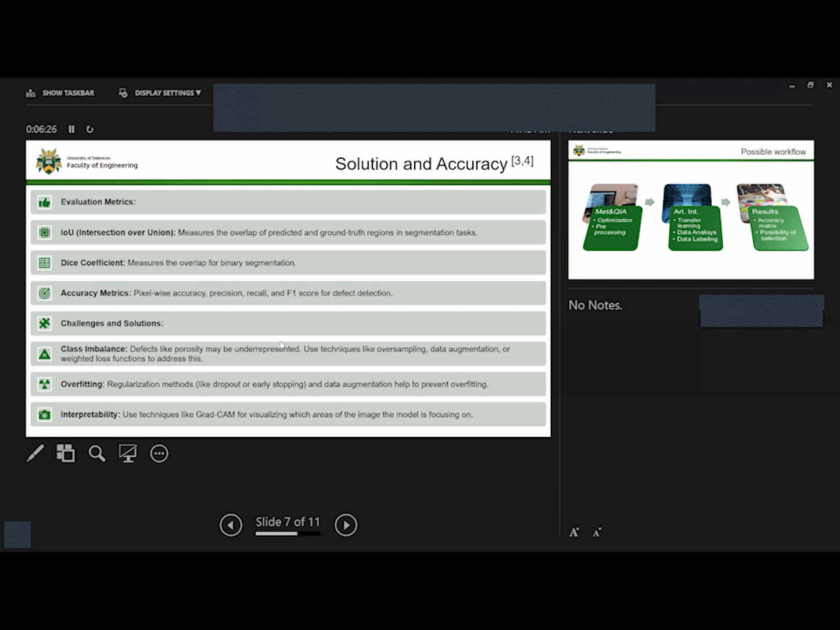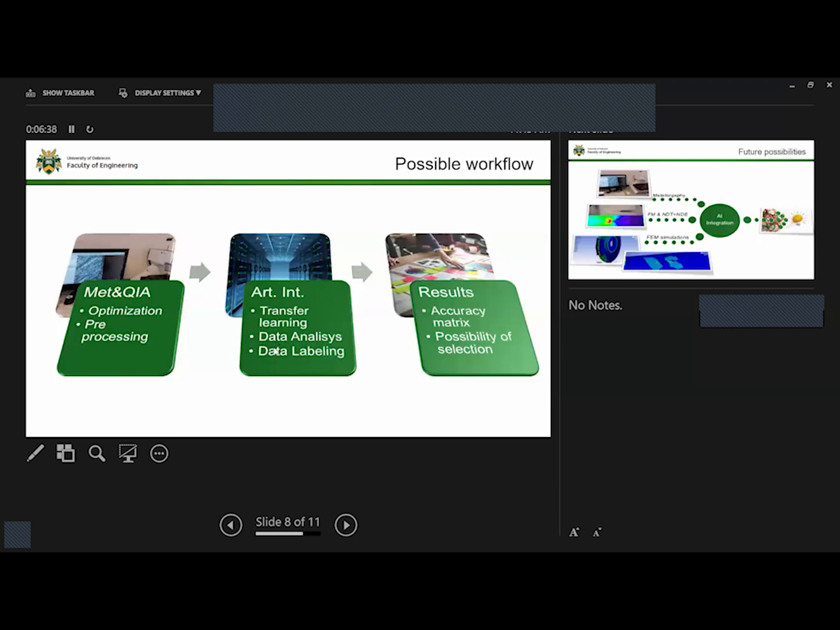And beside that, if we can solve these problems, or if we can cope with these kinds of challenges, basically we won. So we can have the final result. So the possible workflow can look like this: the metallographical and quantitative image analysis process will give you the optimization and pre-processing of information. Then by using our supercomputer, that we are lucky that we have one at the University of Debrecen, we can use the artificial intelligence transfer learning method for data analysis and data labeling. And from the result, we will have the accuracy metrics, and there is a possibility of selection.